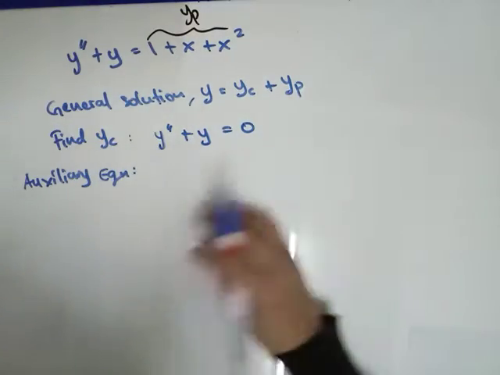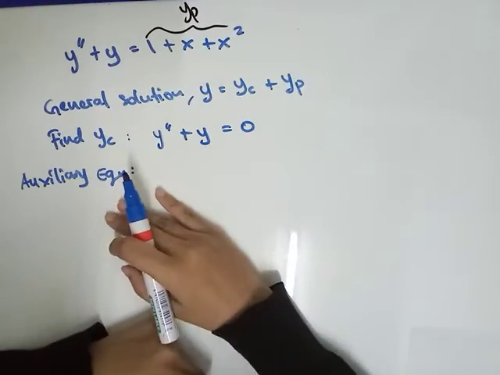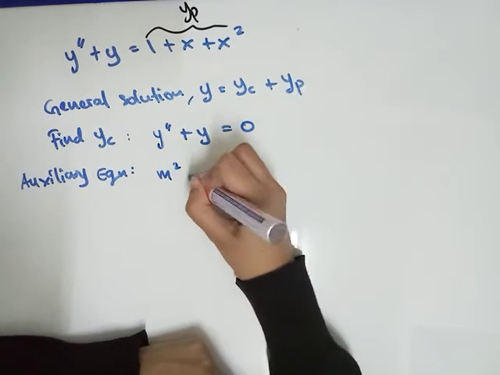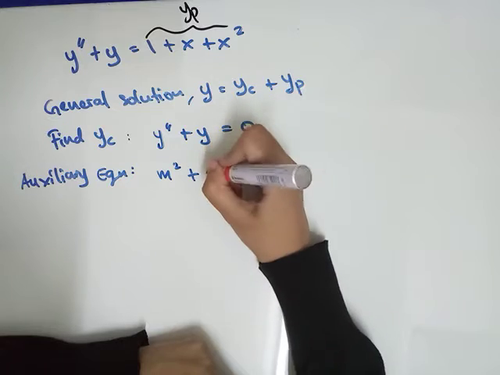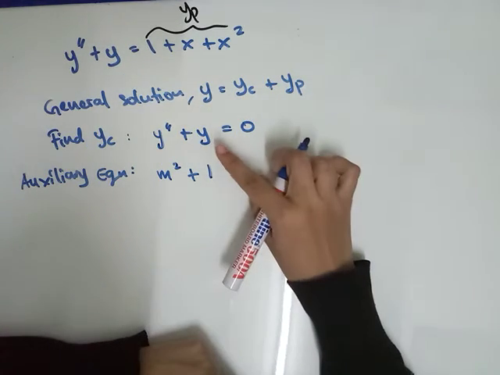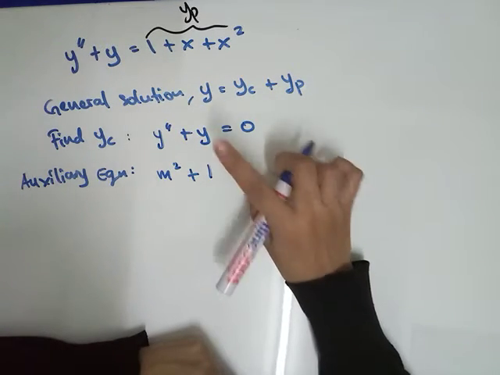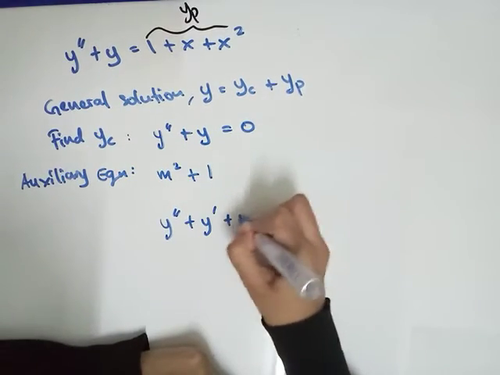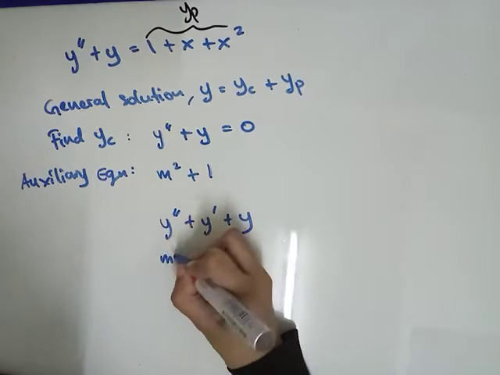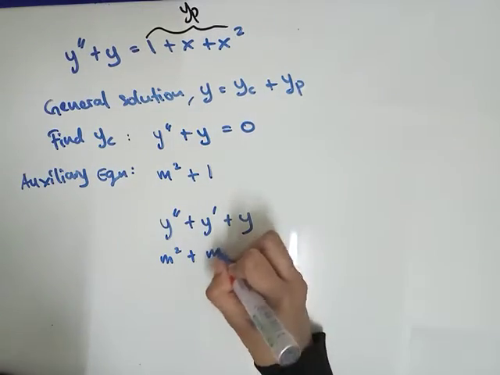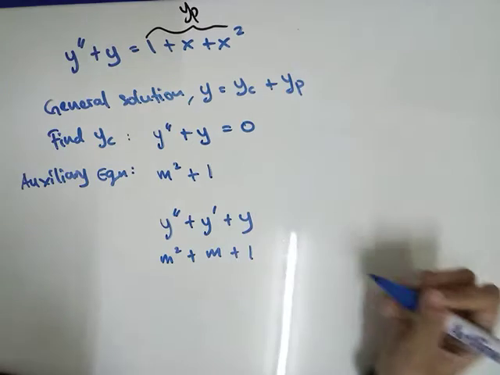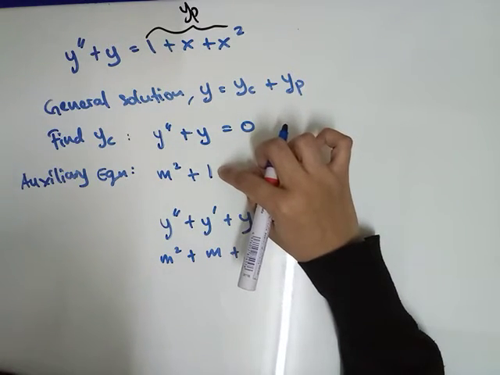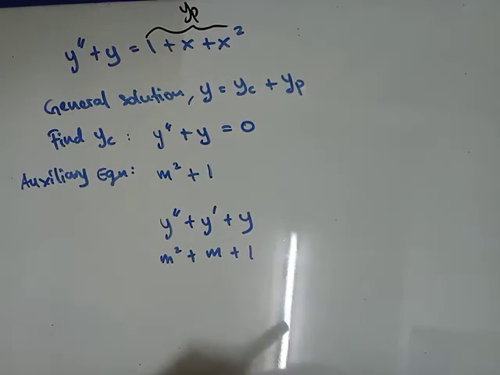Okay, auxiliary equation. Do you see this? So y double prime means m squared, plus y is 1. It is not m. When we have y double prime plus y prime plus y, y double prime is m squared, y prime is m, and y is 1. So for this one, y is 1, not m. Take note, don't make a mistake.